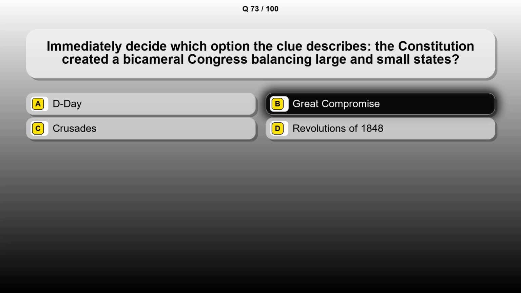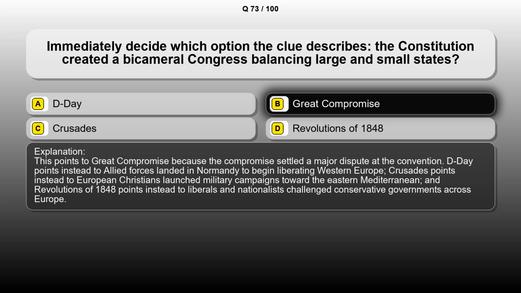The correct answer is option B, Great Compromise. This points to Great Compromise because the compromise settled a major dispute at the convention. D-Day points instead to Allied forces landed in Normandy to begin liberating Western Europe. Crusades points instead to European Christians launched military campaigns toward the Eastern Mediterranean, and Revolutions of 1848 points instead to liberals and nationalists challenged conservative governments across Europe.